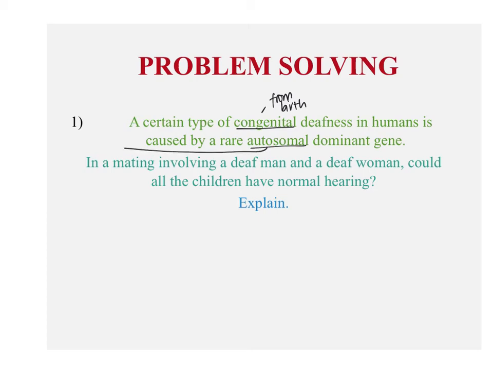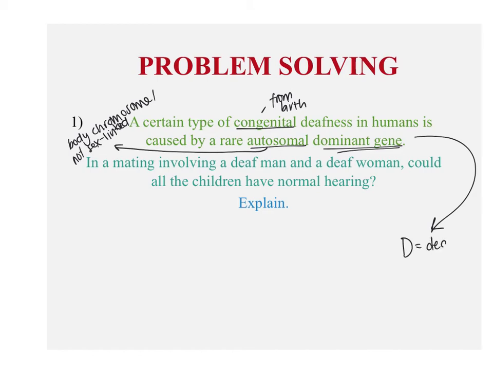Okay, so autosomal means that it's on a body chromosome, or not sex-linked. And the fact that it's dominant means that we know automatically that deafness we can write with a capital D. Okay, and lowercase is going to be hearing. In a mating involving a deaf man and a deaf woman, could all of the children have normal hearing? And you need to explain why that's possible, or if it is possible at all.